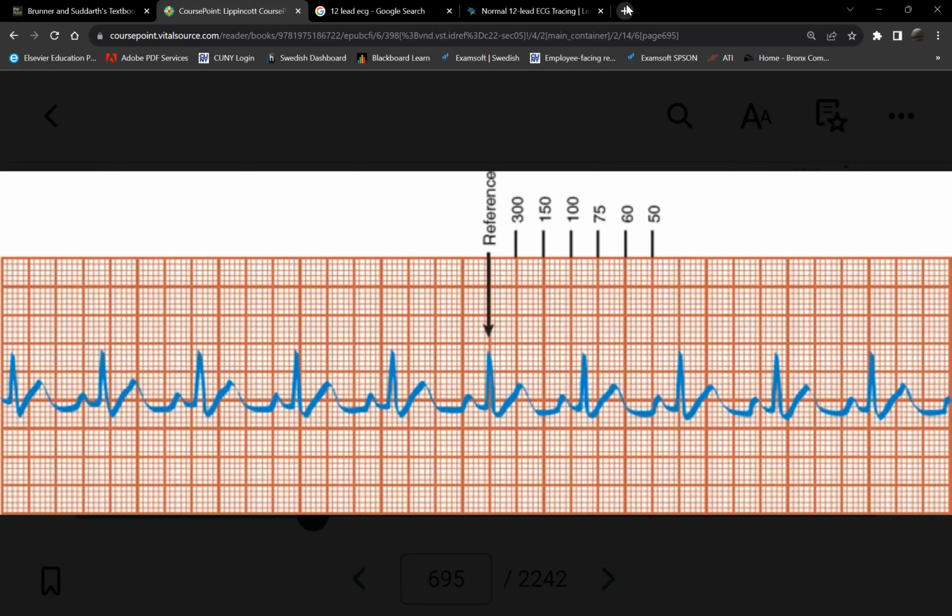Any questions about counting the heart rate? Go ahead. No, I didn't mean, I divided that. 60 divided, no, it's the other way around, actually. 60 divided by 0.2, 60 divided by 0.04.